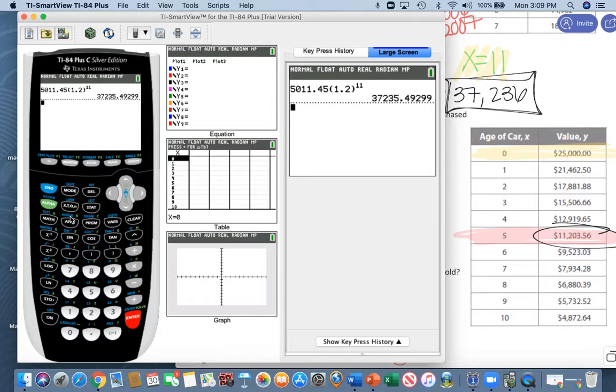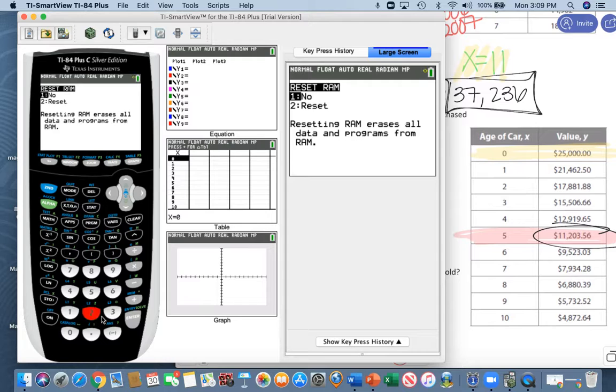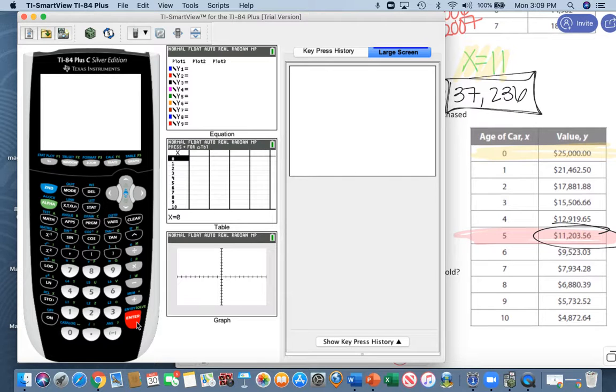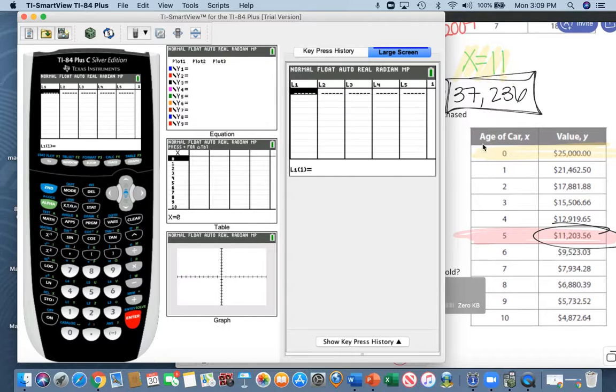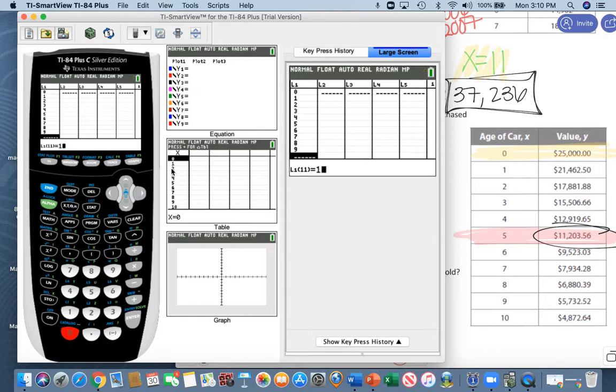Now it wants to know the exponential function that goes with this data. So I'm going to go back to my calculator, clear it, second plus 7, 1, 2, enter. I'm going to go to stat, enter. I'm going to plug in all of my x's into L1, all of my y's into L2. So I've got 0, 1, 2, 3, 6, 7, 8, 9, 10.